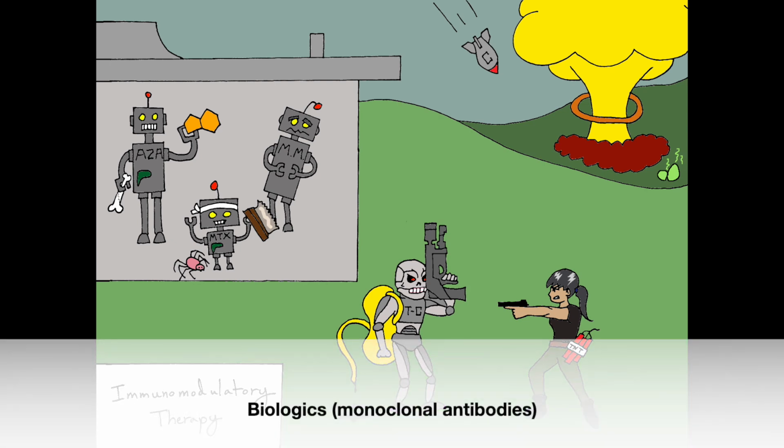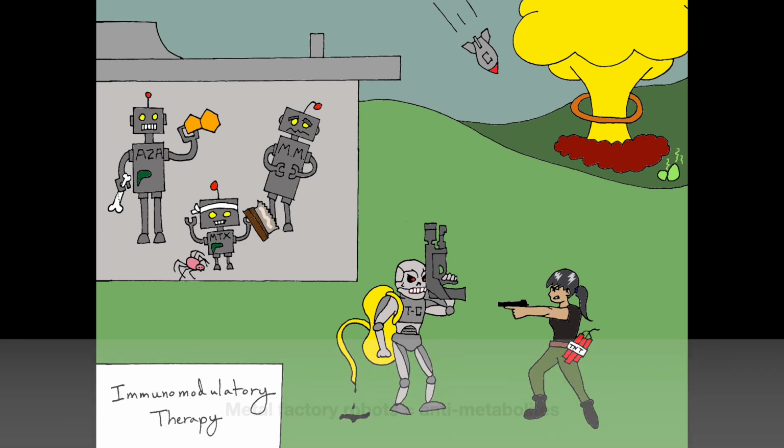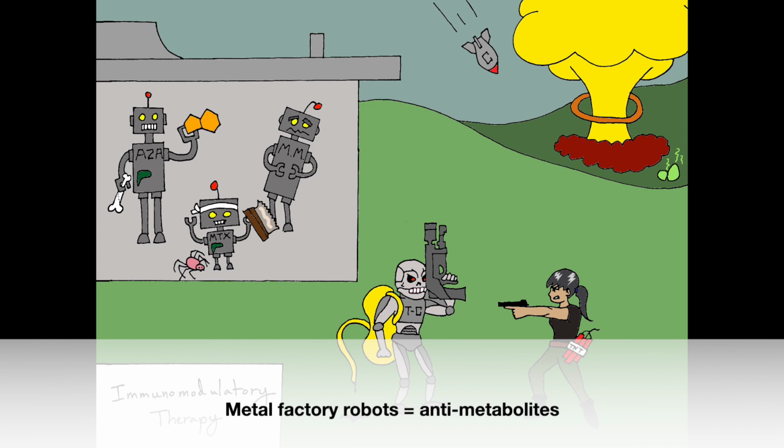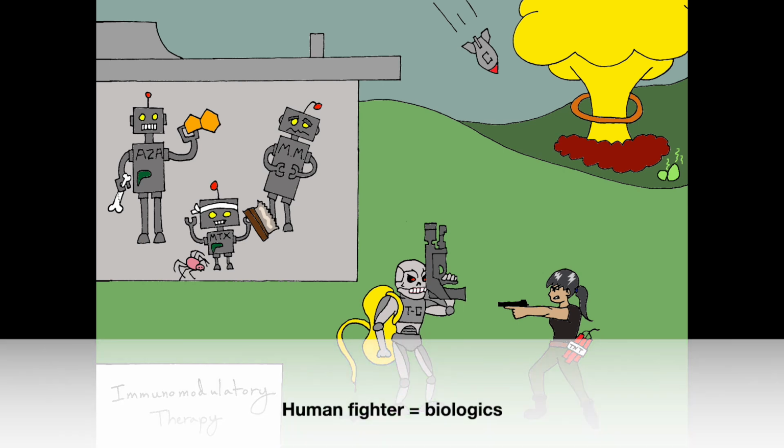For this memory sketch, we have a robot uprising. The robots are going to represent the antimetabolites in the metal factory. The Terminator is going to represent the T-cell inhibitors. The atomic bomb in the background is going to represent the alkylating agents. And the woman fighting back as the only living creature in this picture is going to represent the biologics.